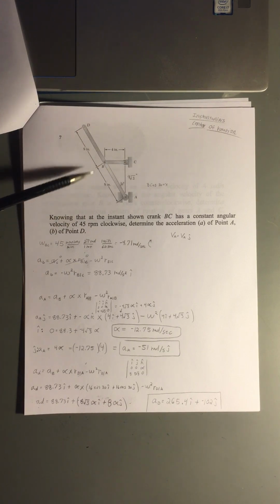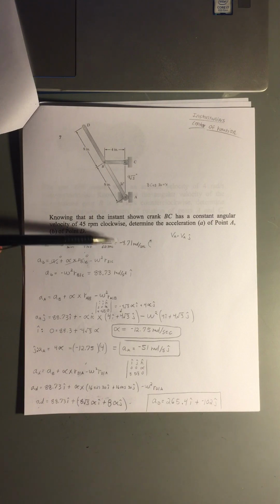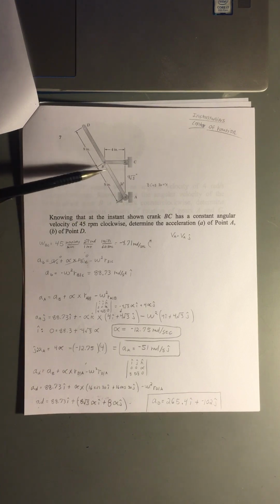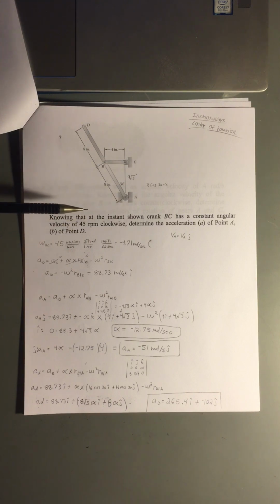And so this is also in rotations per minute, and so right here to find out our omega for this bar, I just converted that into radians per second. So the units would match, and we know that it comes out to negative 4.71 radians per second, and it is negative because we know it's in the clockwise direction. And then the first thing I looked for was the acceleration of B, because I figured if I could find the acceleration of B where it's connected here, then I would be able to find the acceleration of A and D. And so this is the general plane motion equation for the acceleration at B.